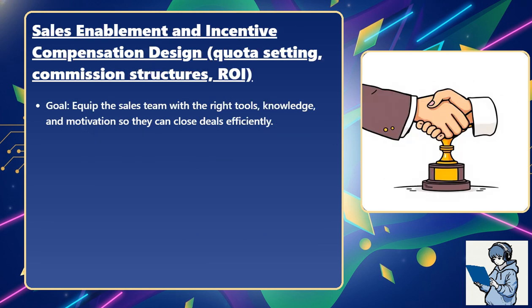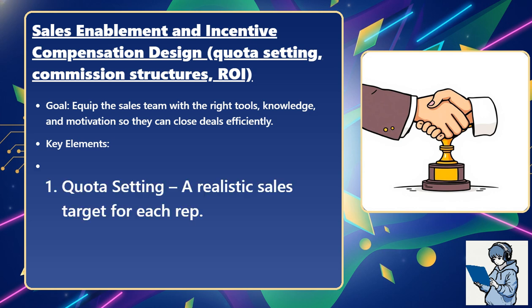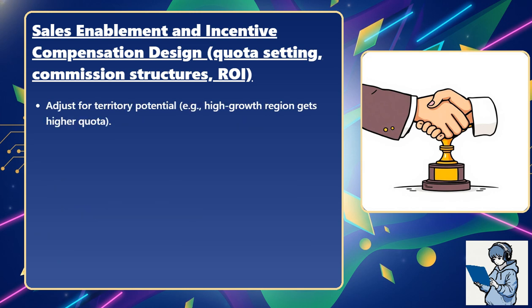Goal: equip the sales team with the right tools, knowledge, and motivation so they can close deals efficiently. Key elements. 1. Quota setting: a realistic sales target for each rep. Quota equals revenue target minus upsell or retention, divided by number of reps. Adjust for territory potential, for example a high-growth region gets a higher quota.